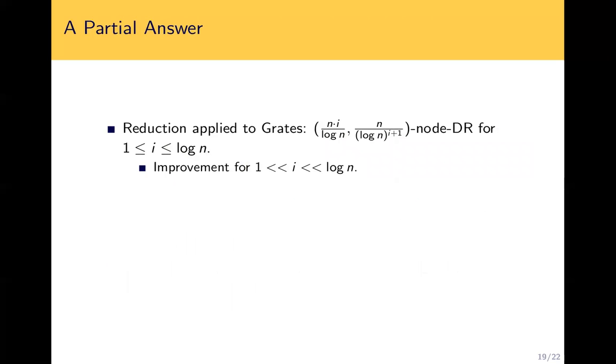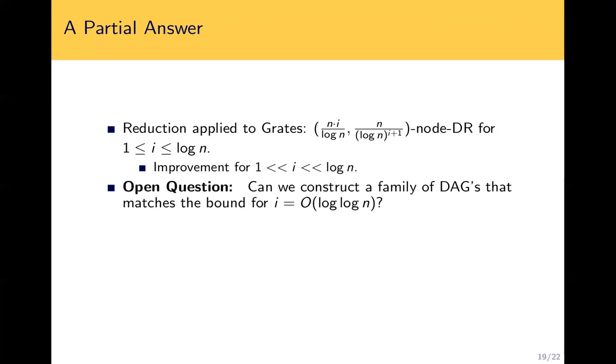And so if we apply our transformation to the Grades construction, then it gives us an (N times I over log N, N over log N to the I plus 1) node depth robust graph for all I from 1 to log N. And this is an improvement for I that are greater than 1 and less than log N. For I that are of order of 1 or order of log N, there are already known constructions that match it. But this is an improvement for the area in between those two.